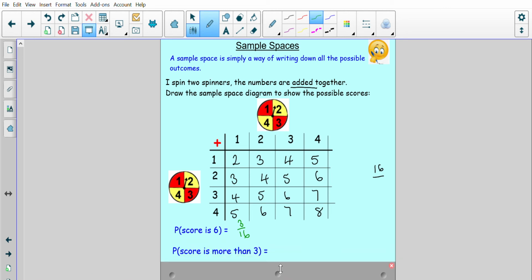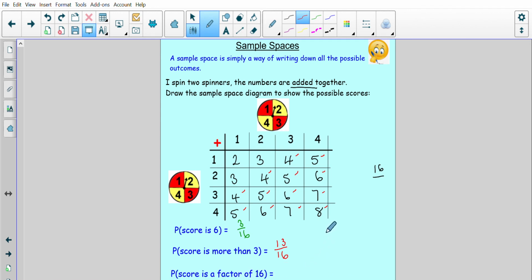The probability that the score is more than 3. So remember, more than 3 doesn't include 3, so I'm not counting the 3s. So more than 3, let's just identify them. So I can see that I've got 13 entries in my table of more than 3. So my probability is 13 out of 16.